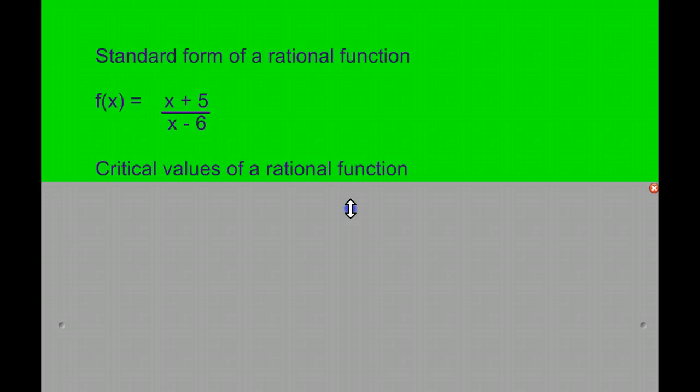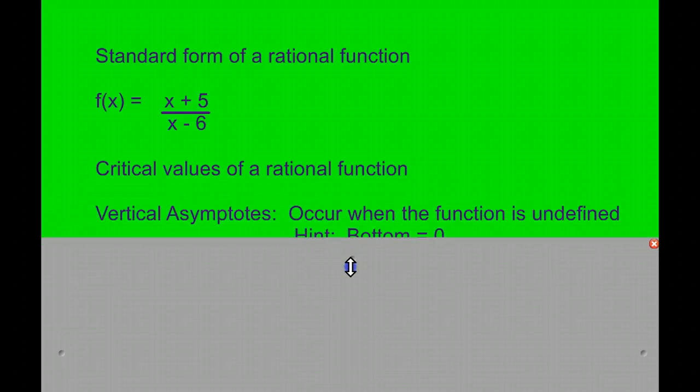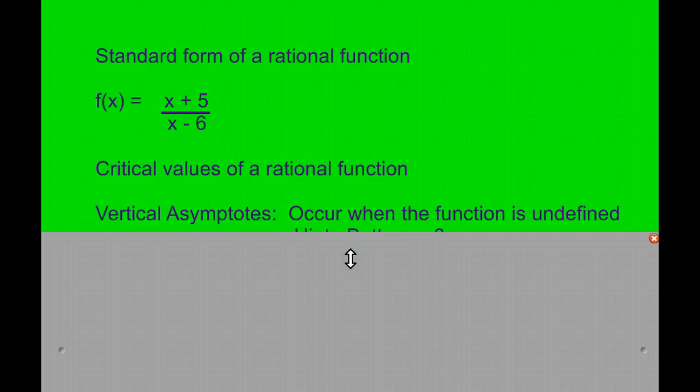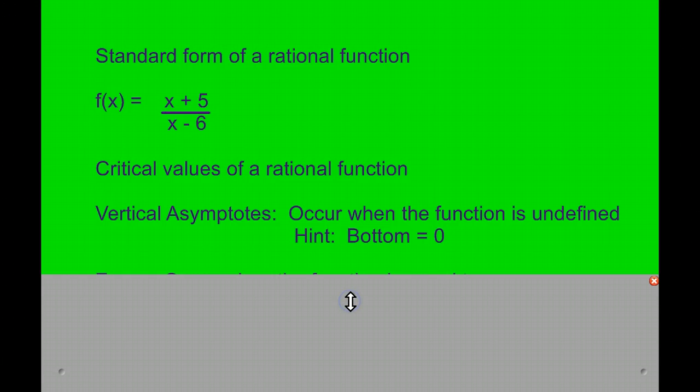The critical values that we're going to pull out of the function today, the first one is going to be a vertical asymptote. We talked yesterday about a vertical asymptote representing an undefined value on a graph. So when the function is undefined, we're going to draw in that dotted vertical line, and our graph is going to approach that just like we talked about yesterday. An undefined value occurs when the bottom of a fraction is 0. So our hint is the bottom equals 0. When does that happen? If you look at our function here, (x + 5)/(x - 6), when will that bottom be 0? That's going to occur when x equals 6.